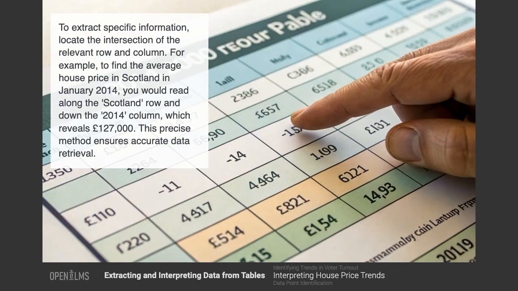To extract specific information, locate the intersection of the relevant row and column. For example, to find the average house price in Scotland in January 2014, you would read along the Scotland row and down the 2014 column, which reveals £127,000. This precise method ensures accurate data retrieval.